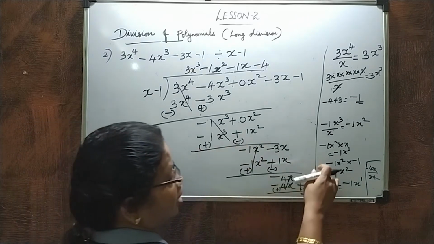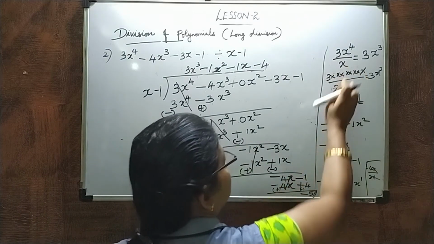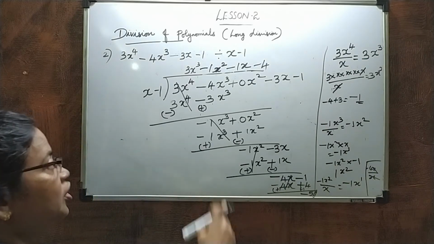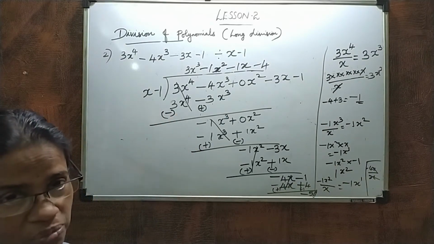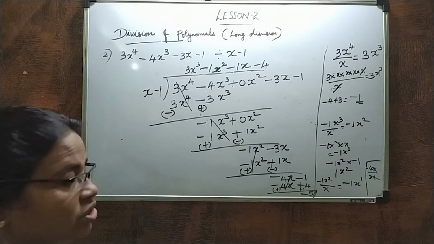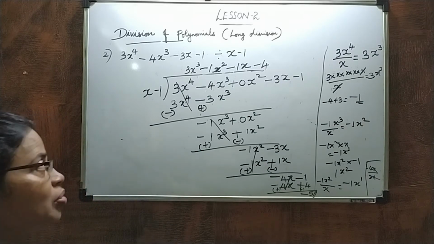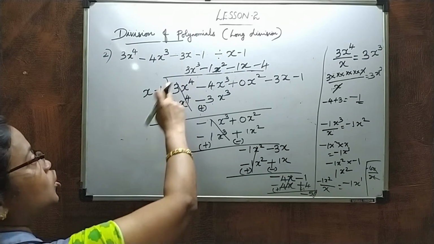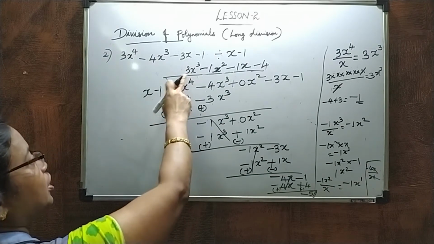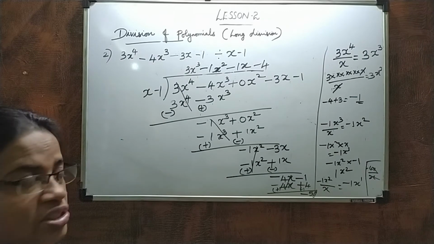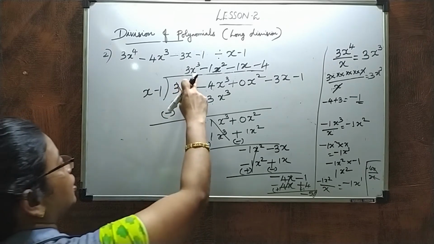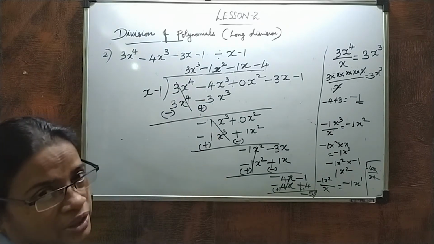3x raised to 4 divided by x. You will get the answer 3x cube. That you write on the top. That will be the first term of the quotient. So, division completed. Then multiplication you have to start. 3x cube into x minus 1. 3x cube into x, it is 3x raised to 4. Then minus 3x cube.